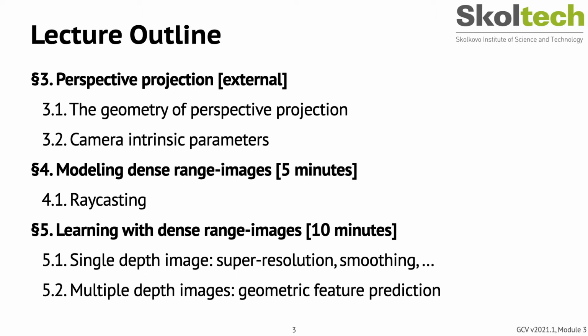And then we will talk about how we can actually form dense range images to model the geometry of the 3D scene artificially using raycasting. We will further describe how we can learn with dense range images and touch the cases of single depth image in the context of processing depth images for super resolution and smoothing, and also focus on learning with multiple depth images.